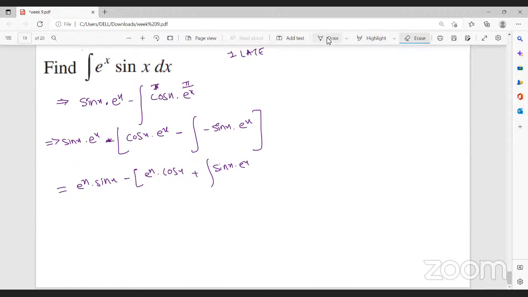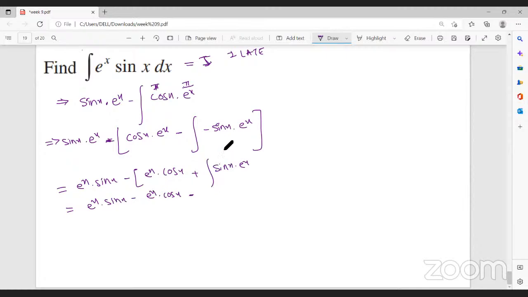So you can assume the first integral to be, for example, I, and then substitute I in the equation you have got just now, and then you can solve for it. So I can consider this integral equals to I, right? Let's say. Now this e to the power x sin x minus e to the power x cos x minus.